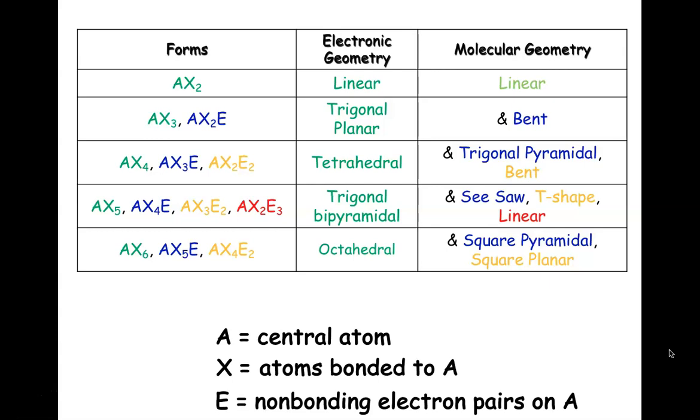I took the time to color code what everything is representing. Notice that the electronic geometry differs from the molecular geometry only when you have lone pairs. If I have no lone pairs on my dot structure on the central atom, the electronic and molecular geometries will be the same. Questions on this?